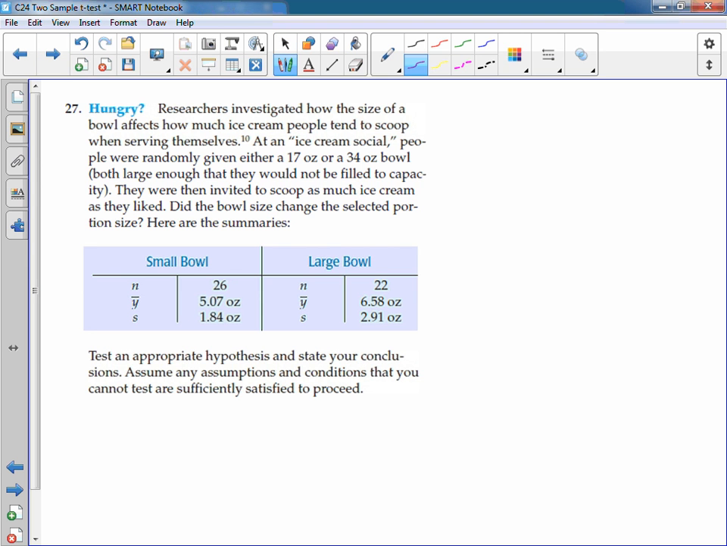So we're going to write ourselves some hypotheses. So do you want to do large minus small, small minus large? It doesn't really matter. You guys are probably going to do large minus small because large is larger than small. Shocking. So mu L minus mu S is equal to 0.